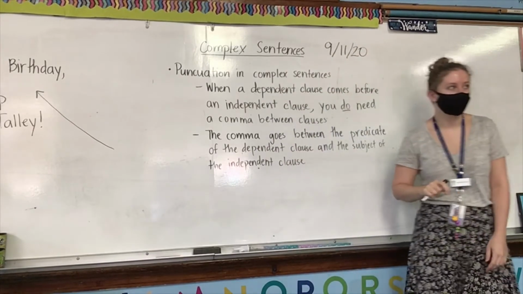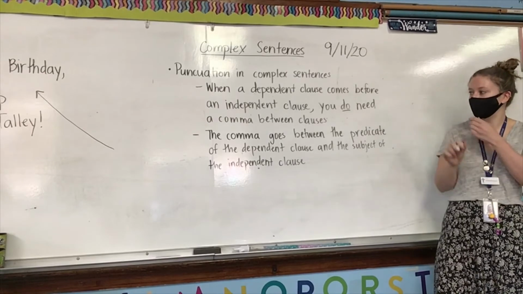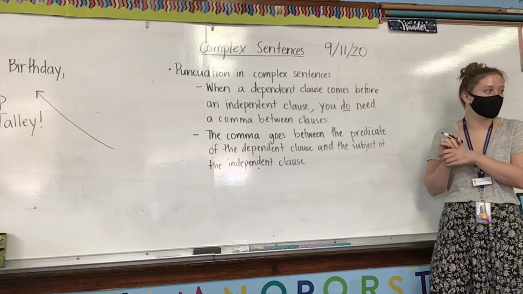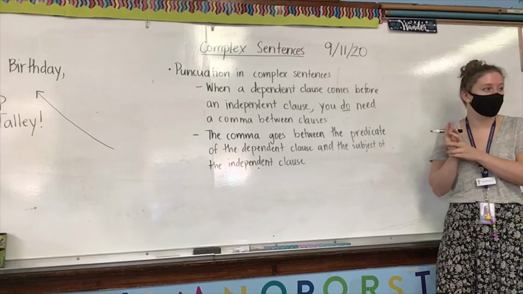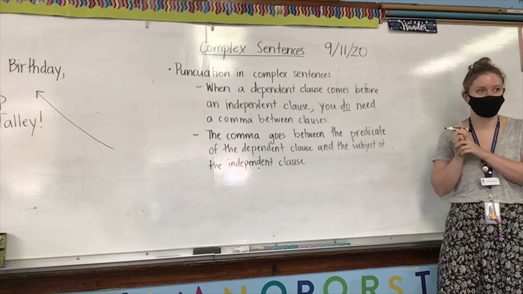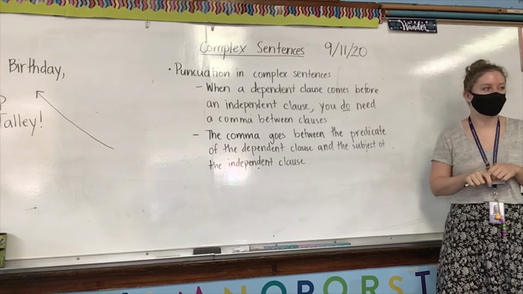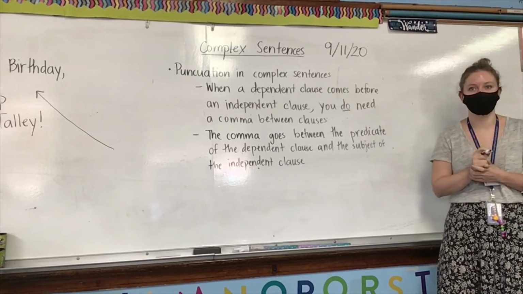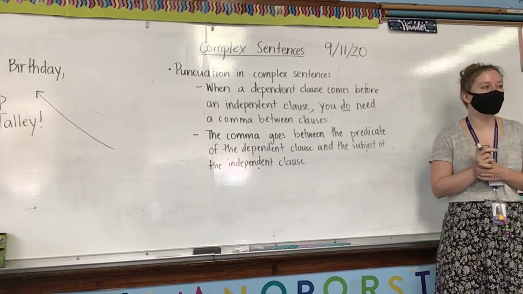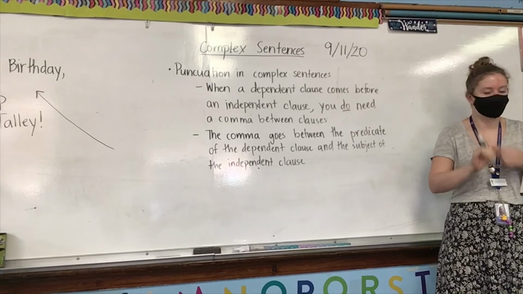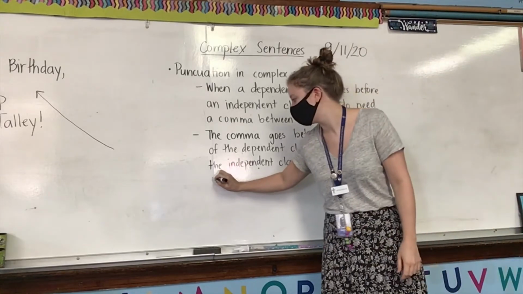So when you have a complex sentence where the dependent clause comes first, the comma goes between the predicate of the dependent clause and the subject of the independent clause. Anytime you do need a comma, you're going to see that connecting word first. You know you need a comma somewhere when the connecting word is the first word of the sentence. I'm going to write one more example.